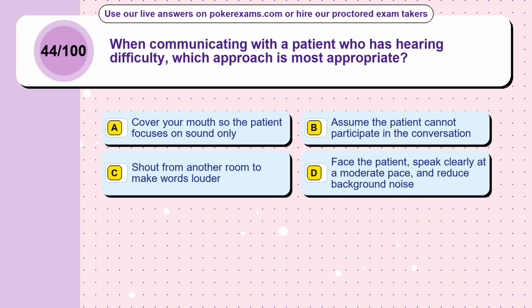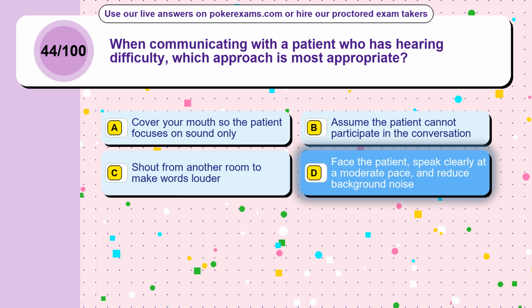Question 44. When communicating with a patient who has hearing difficulty, which approach is most appropriate? Option A. Cover your mouth so the patient focuses on sound only. Option B. Assume the patient cannot participate in the conversation. Option C. Shout from another room to make words louder. Option D. Face the patient, speak clearly at a moderate pace, and reduce background noise.